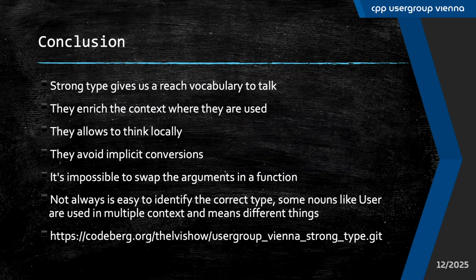I know that this type is valid, for instance. I cannot swap the arguments. And it's not always easy to identify them. Yeah, it happens. So sometimes you make mistakes.